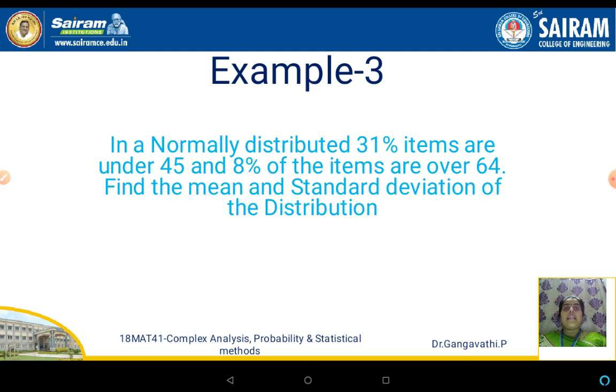So let us see another example for better understanding. In a normally distributed data, 31% of items are under 45 and 8% of the items are over 64. Find the mean and standard deviation of the distribution. Under and over, try to remember these words properly.